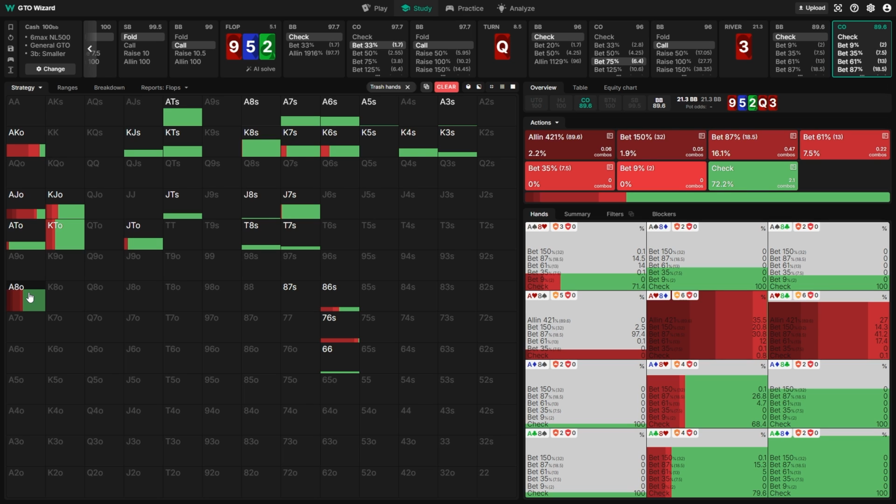We didn't really know that there are certain spots where if you have that nut blocker, you can really just make a huge bet and put tons of pressure on your opponent in certain kinds of spots. A great advantage of studying with solvers right there.